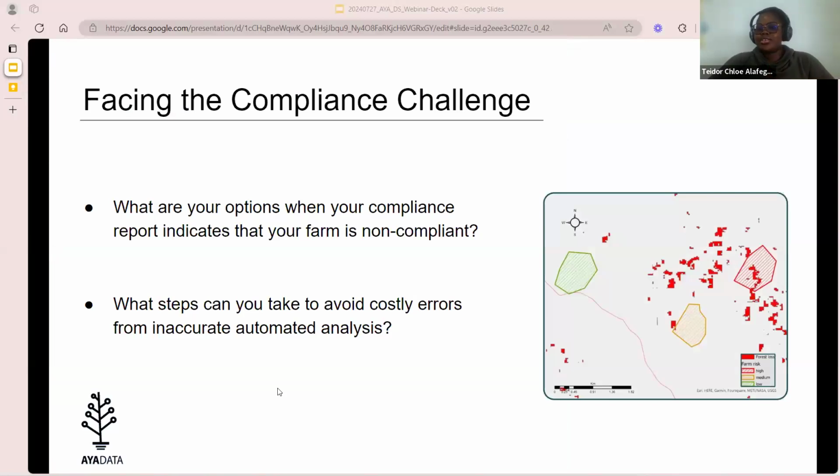If we ever find ourselves in Kenchoko's shoes, we might wonder, what options are available when your deforestation assessment indicates non-compliance? And how can you be certain that your automated analysis report is accurate? This is where iData solution comes in. Let's walk through it.